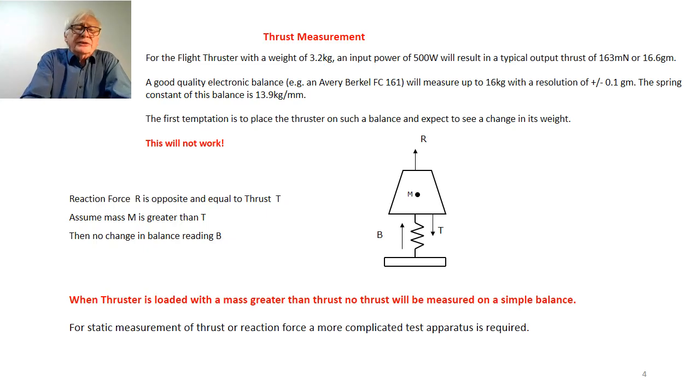When the thruster is loaded with a mass greater than the thrust, then no thrust will be measured on a simple balance. You clearly need to have a more complex balance mechanism, and it must be a balance which can move. Therefore, the spring constant that we've already mentioned is an important factor.